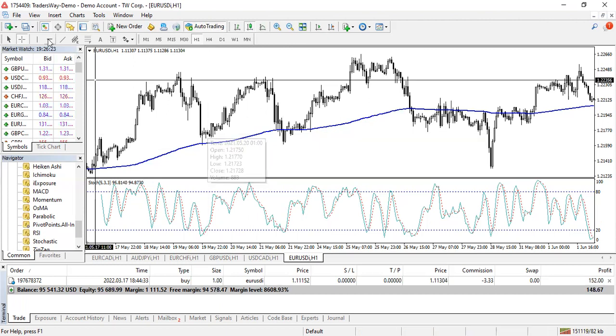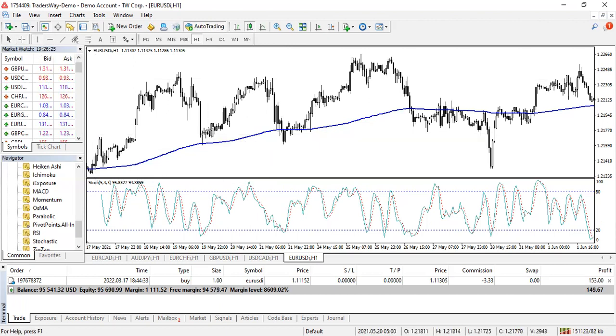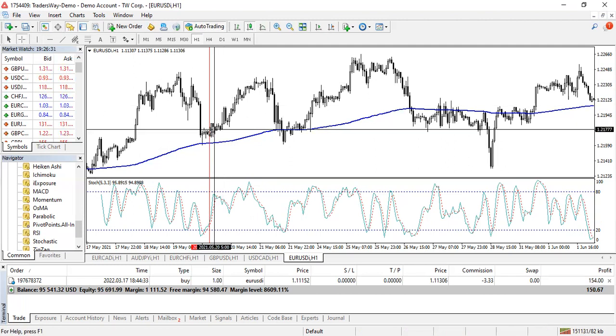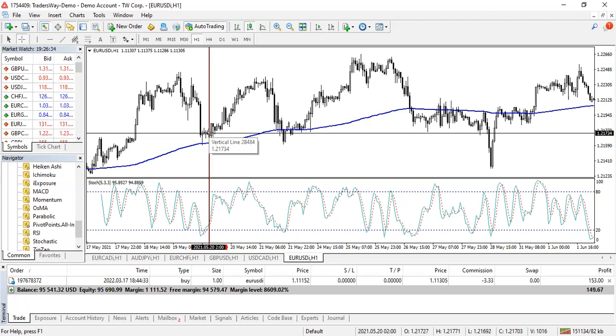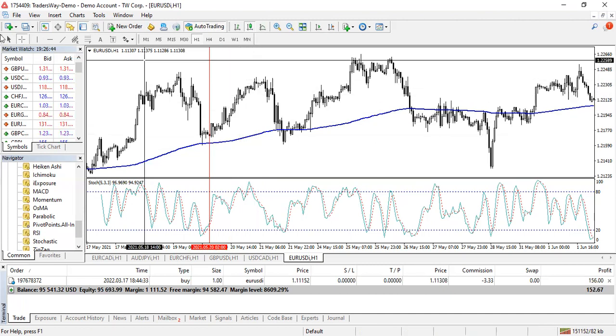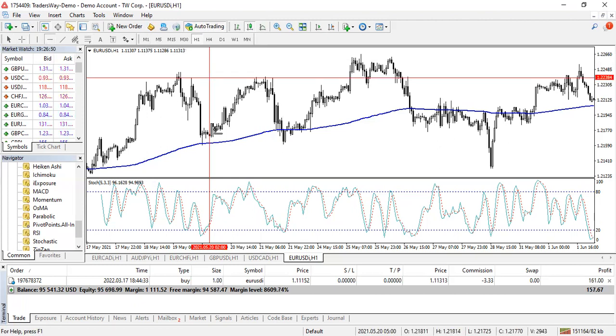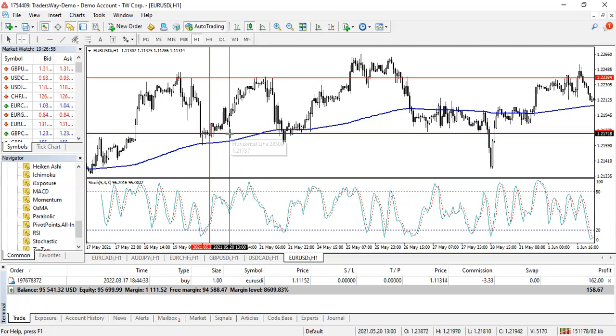Let me draw a vertical line for you to see. At this point here, my strategy tells me that I can now enter this market and I can buy. So as you can see now, it goes up like this, from here to here. From here to here now, I should be able to catch some pips.